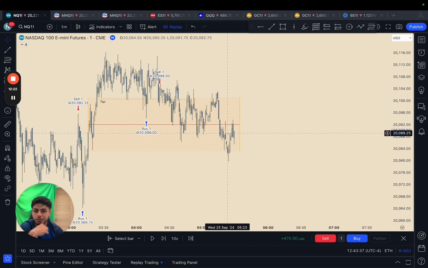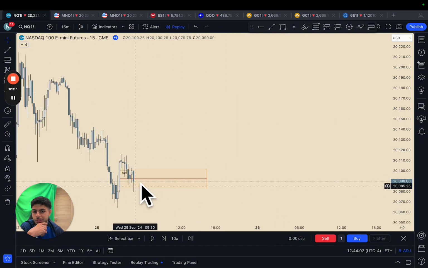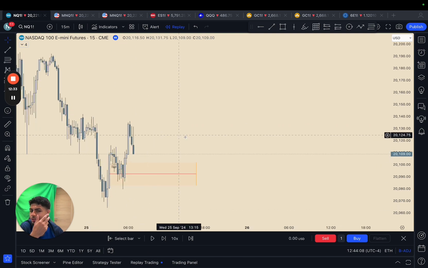So is that 5 o'clock? Yeah, that's 5 o'clock as well. So now let's go to New York session. I do want to see just if this zone we drew, because I was quite confident this zone was going to hold in the 5 minute, this zone here. So let's see if it does hold. Yeah, so it did hold exactly as planned.